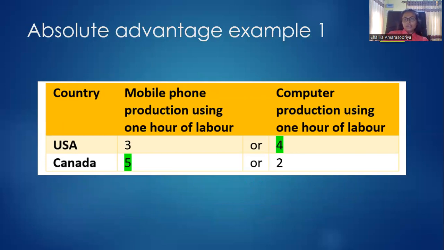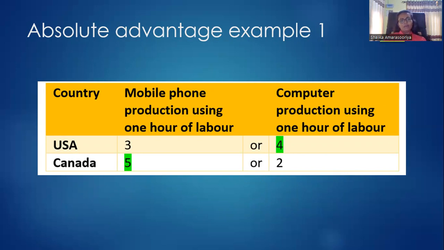We can calculate the absolute advantage using two main approaches. They are the output approach and the input approach. Today we will consider the output approach. In the output approach, we consider the number of outputs that can be produced using one unit of input.